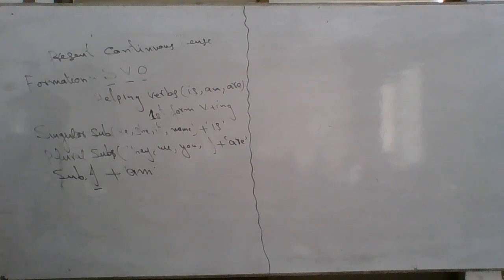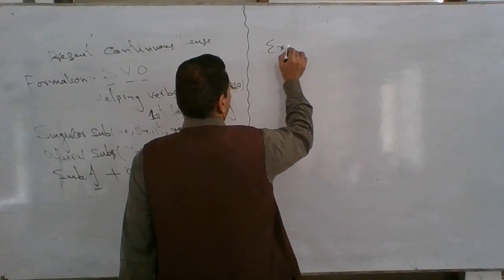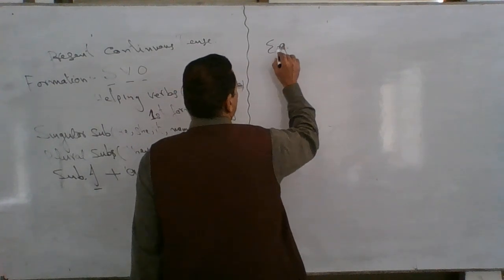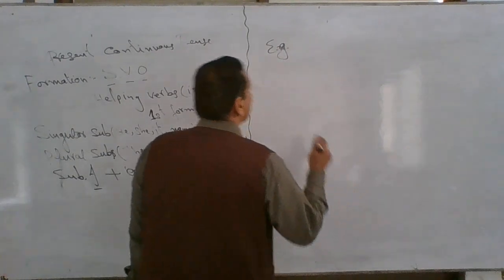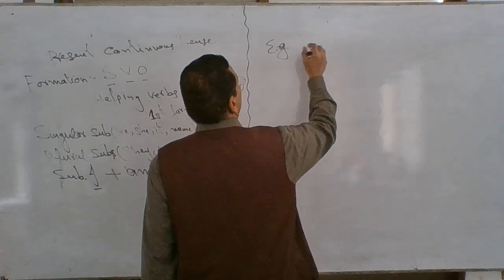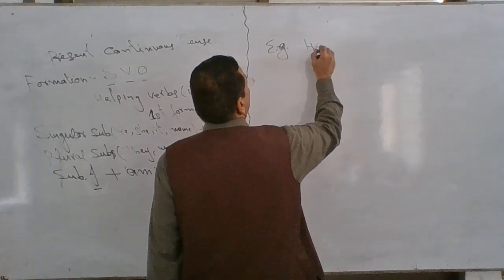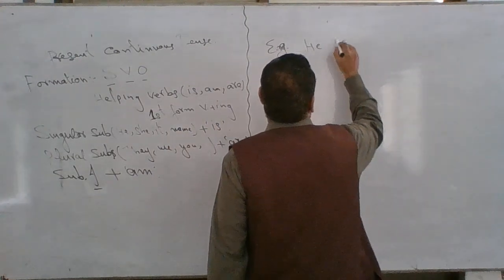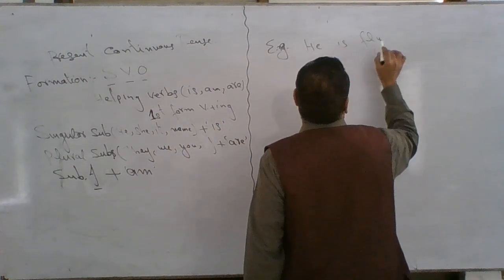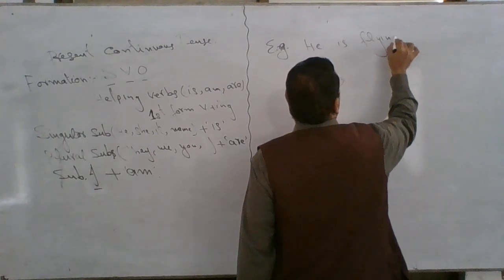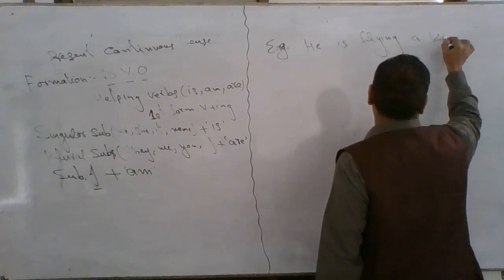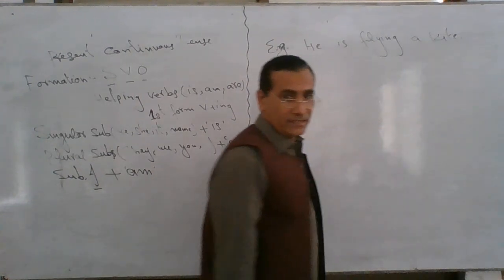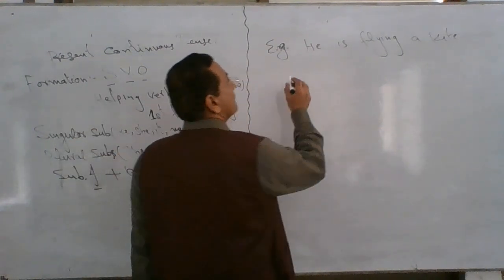Now examples. Let us explain to you with an example. For example, singular subject: he is flying. He is flying a kite. He is flying a kite.